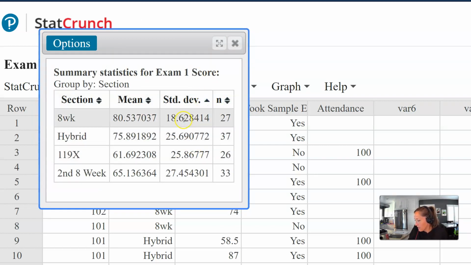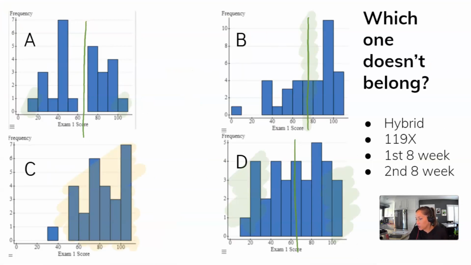But look, what I said about the standard deviation: the hybrid and the 119X both had pretty high standard deviations for those two reasons. And only the 8-week had a small standard deviation. So they were close. I will never give you something that close on a test or in a knowledge check. Typically, I'll try to give you something that is pretty obvious. But in general, it's about where the values are furthest from average.